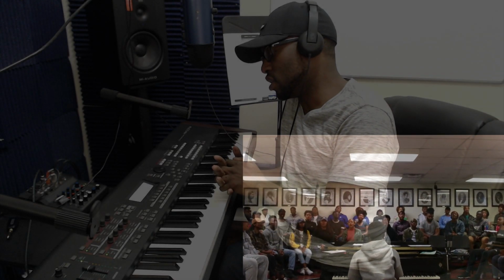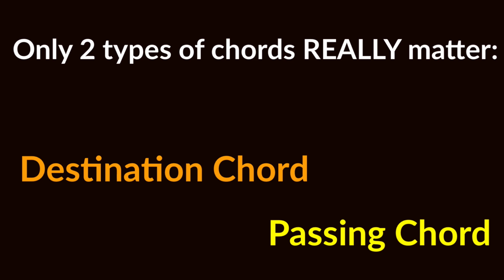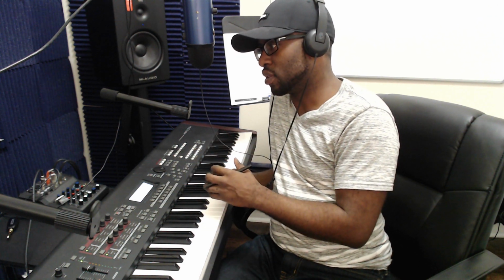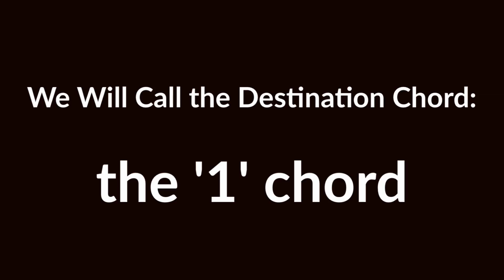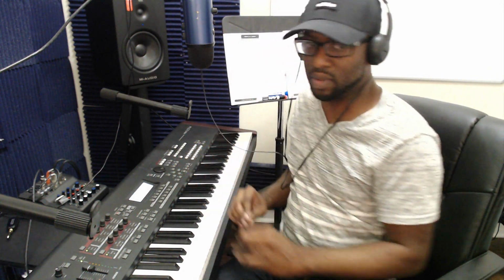So the best way to explain this concept is to understand that as an improviser, you're only concerned about two types of chords: a destination chord and a passing chord. The destination chord is where you're trying to get to. The passing chords are the chords that you use to get to your destination chord. And every musician uses a passing chord differently. So that's the main thing you have to understand. The destination chord I'm going to call my one, okay? And I'm always going to know what is a destination chord versus what is a passing chord.